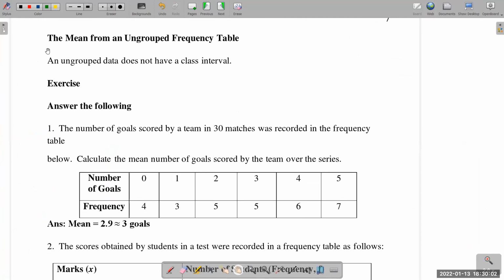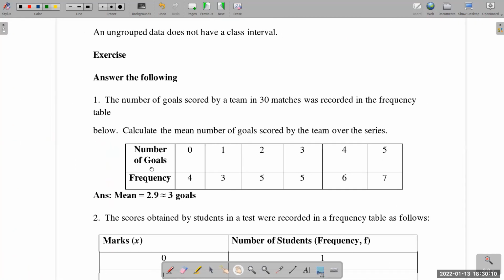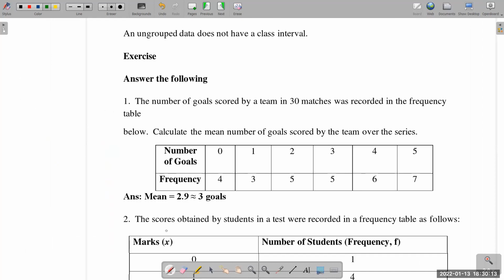And as you see here, we have the mean from an ungrouped frequency table. So this is what we will call ungrouped data. What is the difference between raw data and group data? Raw data usually has all of its elements separately. No, sorry, not separated. They're just one entity to look at. Whereas in ungrouped data, what you should see is here, we got 0 goals 4 times, 1 goal 3 times. So if we were to look at each type of goal, that would give us a different amount.